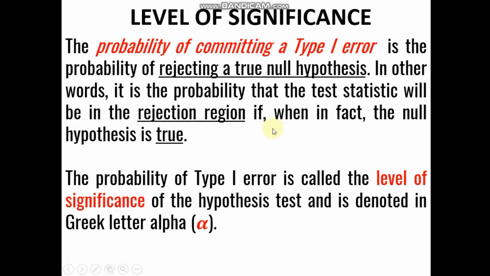Let us talk about the level of significance. So the level of significance is also called the probability of committing a type 1 error. So what is it? It is the probability of rejecting a true null hypothesis. Meaning, this is the chance wherein you reject a null hypothesis.